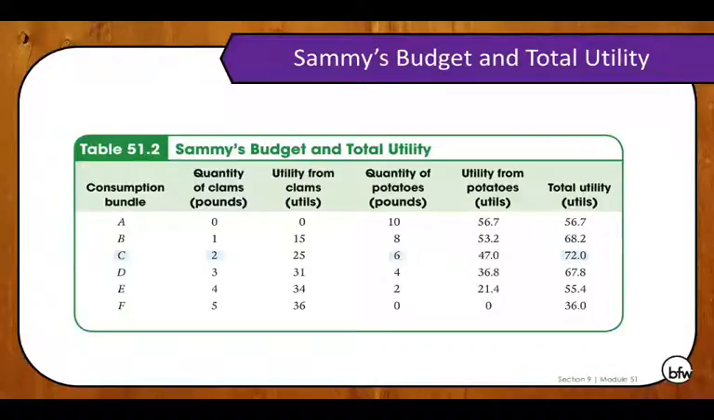So, again, if we look at Sammy and his combination of clams and potatoes, we see that he gets his greatest total utility or greatest amount of happy points if he consumes 2 clams and 6 potatoes, because it gives him a total utility of 72 happy points, which is greater than any other combination of clams or potatoes that he could consume, given the constraints of his budget.